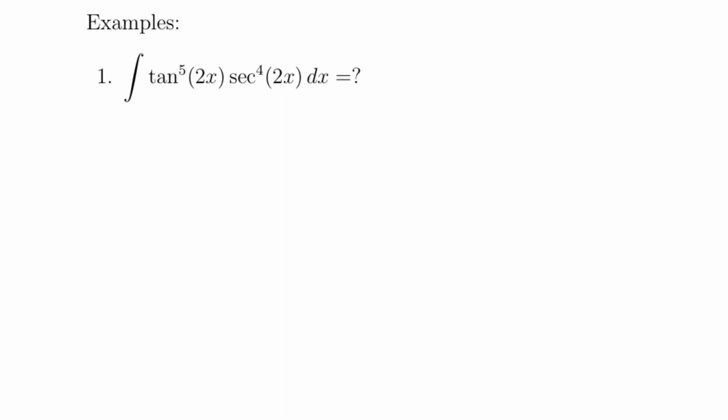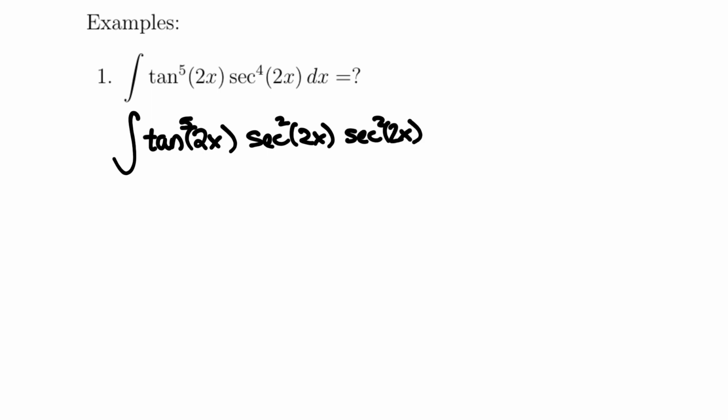Yes. Okay, Lilia, tell me what you pulled out. I split the secant to the 4th of 2x into secant squared times secant squared of 2x. Thank you. Absolutely. That's the approach I would use as well. If I can pull out a secant squared and I'm left over with an even power of secant, that's good, because then I can take secant squared and turn it into tangent squared plus 1 using my identity.